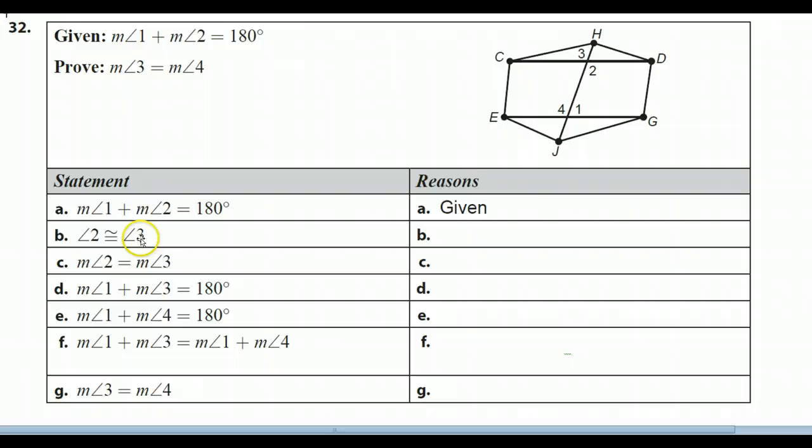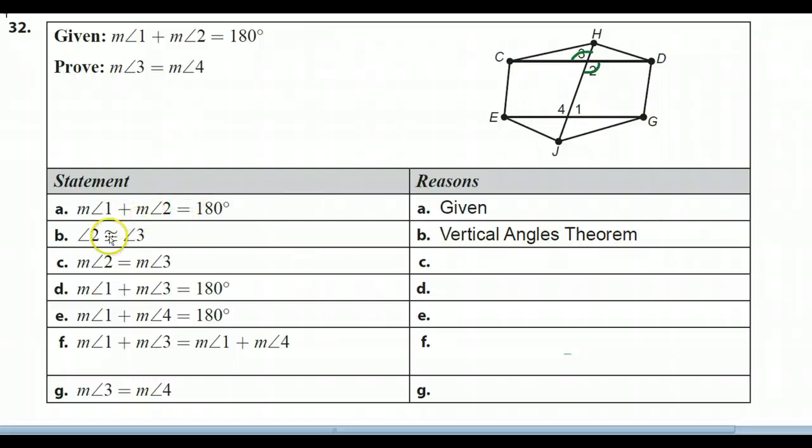And now let's take a look at statement B. Angle 2 is congruent to angle 3. So first ask yourself, can I figure that out from statement A? Not really. So take a look up here at the picture. Can I figure it out from the picture? Is there something that I know is true? Yeah, there is, because angle 2 and angle 3 are vertical angles. And I know that vertical angles are equal, so I can conclude that angle 2 and angle 3 are equal because they are vertical angles. So my reason would be vertical angles or vertical angles theorem.